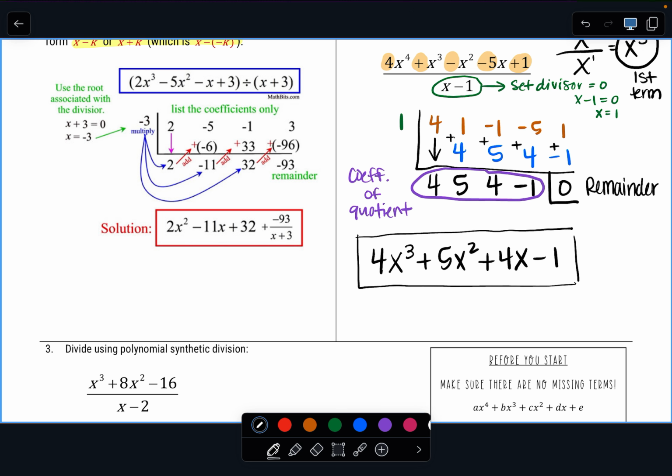What is a divisor? What does it say in the problem?